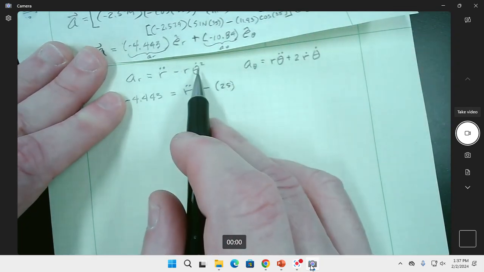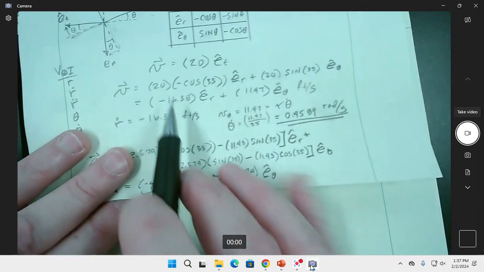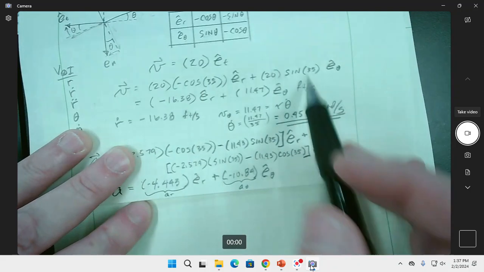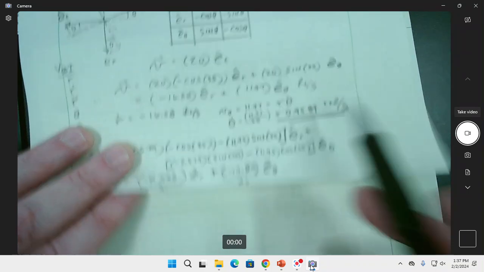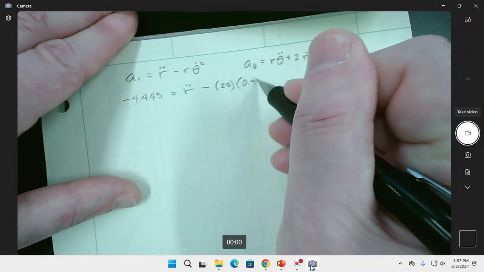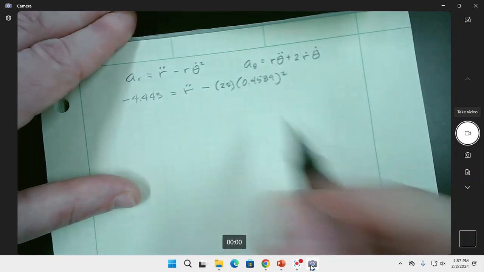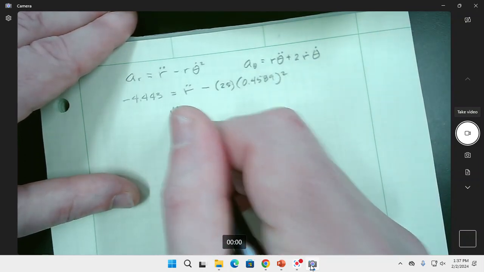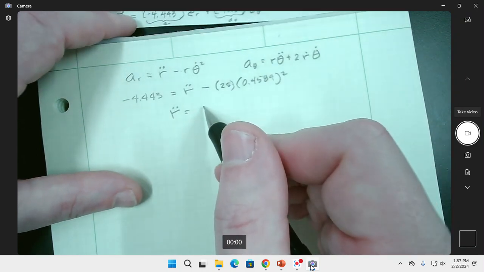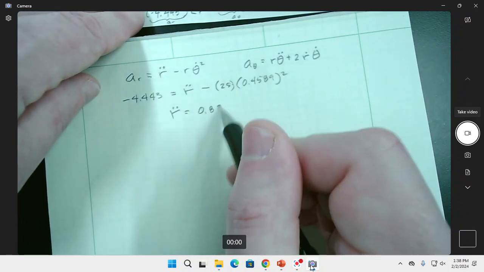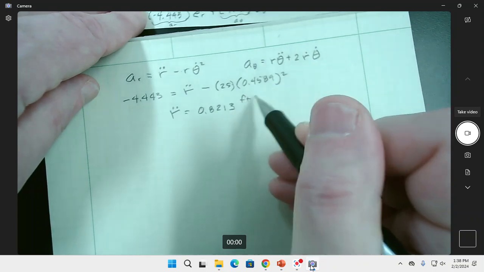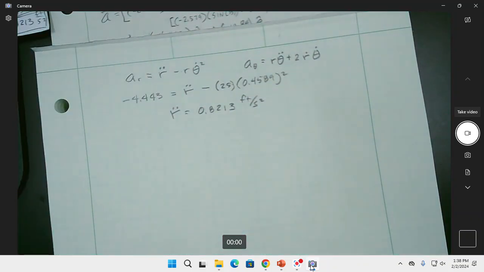She was angry. Okay, so the theta dot right here, that was something we had to get from the velocity right here. So this was a step we needed to do to get this theta. So we had 0.4589 squared, and now we're able to get R double dot, which ends up being, according to me, 0.8213 feet per second squared, which is interesting because it's coming at you in the negative R direction.